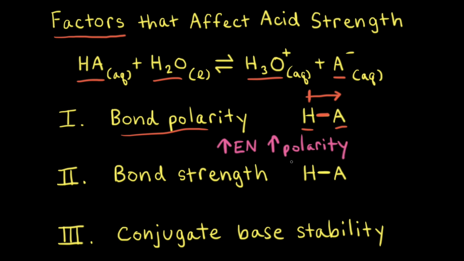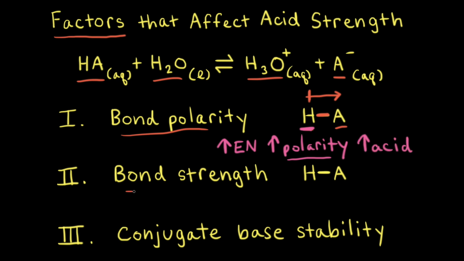As the bond polarity increases, more electron density is drawn away from the H, which makes it easier for HA to donate a proton. Therefore, in general, an increase in the polarity of the HA bond means an increase in the strength of the acid.